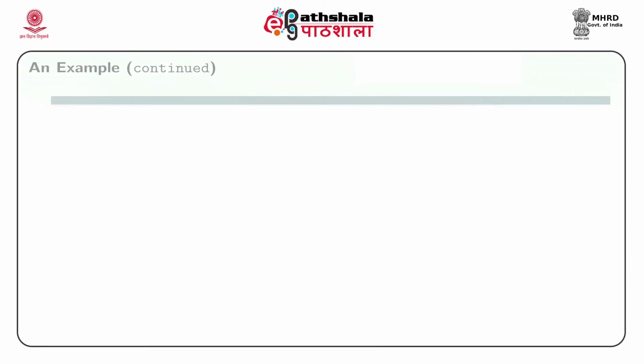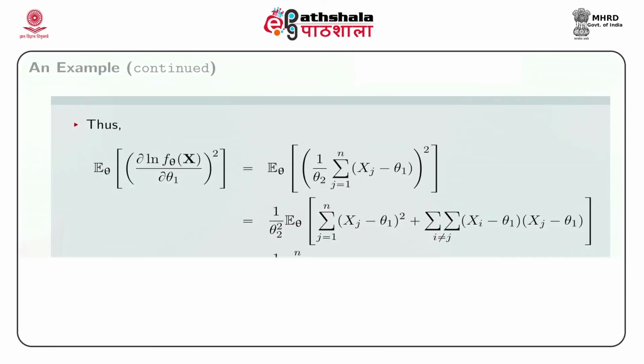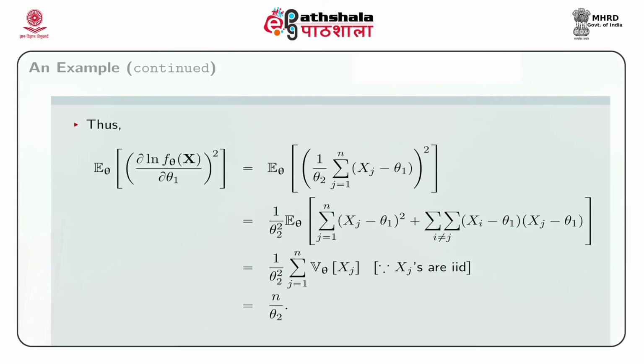Then expectation del log f by del theta 1 whole square is equal to 1 by theta 2 square into expectation x minus theta 1 whole square. Since x follows normal distribution with mean theta 1 and variance theta 2, we get expectation of x minus theta 1 whole square is equal to theta 2, and we get this as theta 2 by theta 2 square, which is equal to 1 by theta 2.